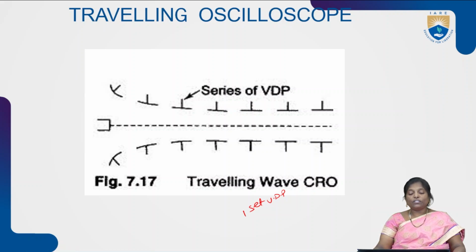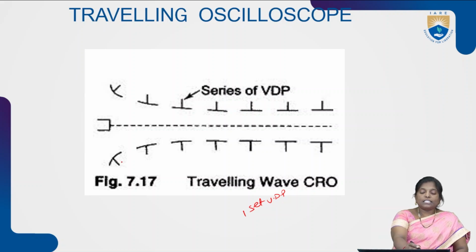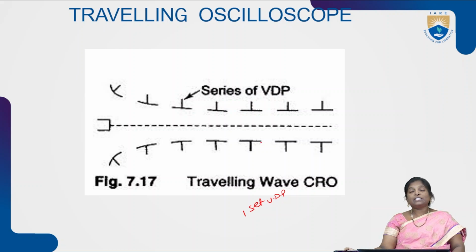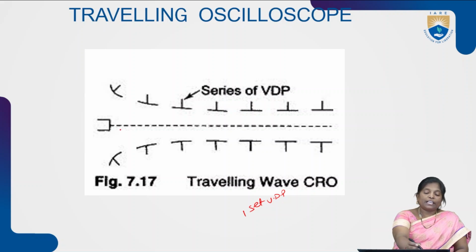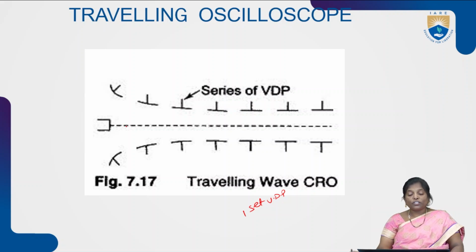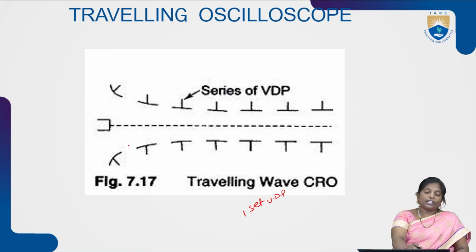Why? What is the need for this series of vertical deflection plates? As it is operated at very high frequency, the electron beam coming from the electron gun does not have sufficient time to meet the vertical or horizontal deflection plates. As the frequency is very high, the electron beam does not have sufficient time to meet the vertical deflection plates.